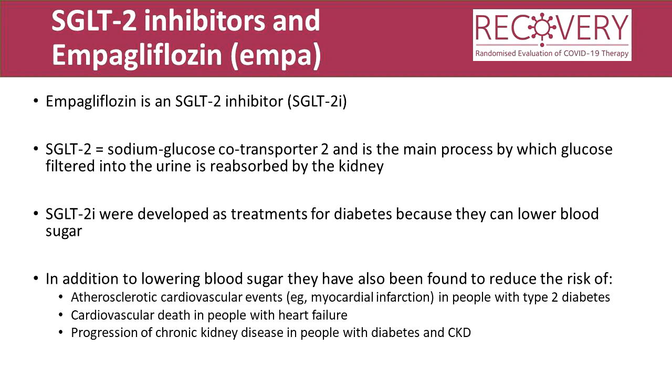However, trials of SGLT2 inhibitors have shown that they have additional benefits beyond simply lowering blood sugar, and they have been found to reduce the risk of atherosclerotic cardiovascular events, such as myocardial infarction, in people with type 2 diabetes. They also reduce the risk of cardiovascular death in people with heart failure, and they also slow the progression of chronic kidney disease in people with diabetes and chronic kidney disease.